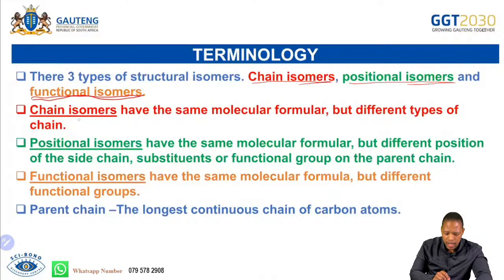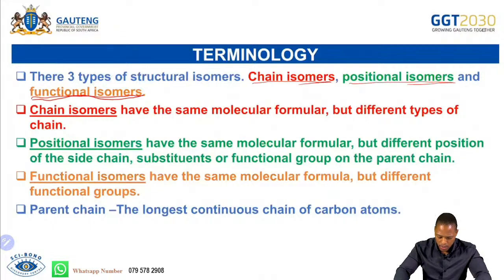I'll come back to this one a little bit, as I will refer to the previous example on it. Okay, here you're going to have another one, which is positional isomers. Positional isomers have the same molecular formula, but different position of either the side chain, a substituent, or a functional group on the parent chain. So in positional isomers, one of the things, either the side chain there, or a substituent, which could be a halogen, or a functional group, which could be an alcohol.